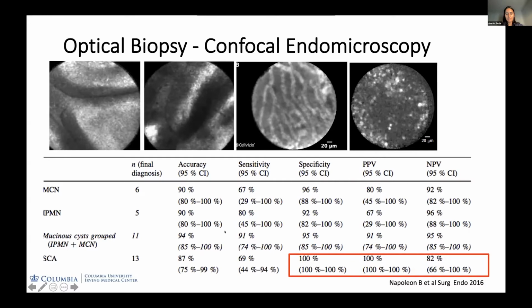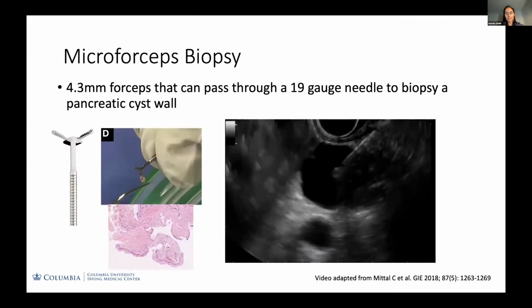And as you can see here, the diagnostic performance is excellent in diagnosing mucinous IPMN and serous cystadenoma, with the highest accuracies with serous cystadenoma, with a specificity of 100%. This is a very, very characteristic finding. But as you can see, the accuracy even for MCNs and IPMNs is higher than 90%. So a very promising modality with a very high diagnostic yield.